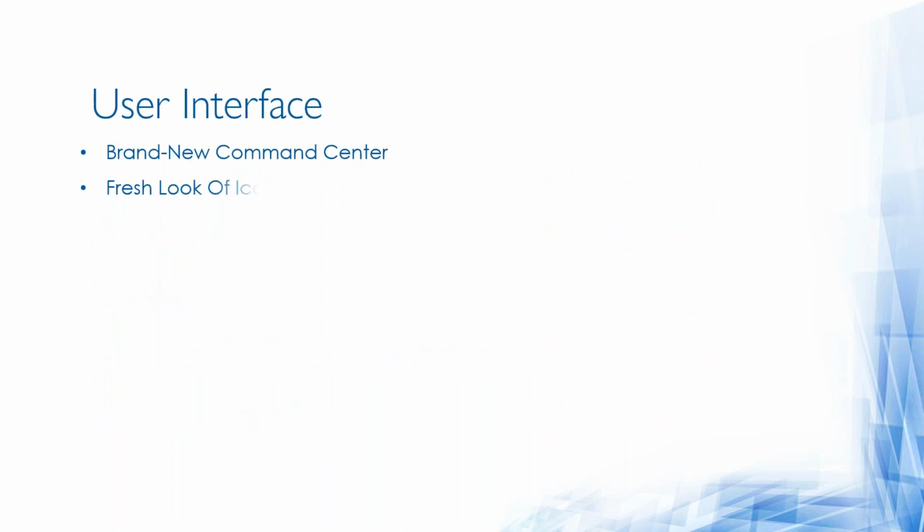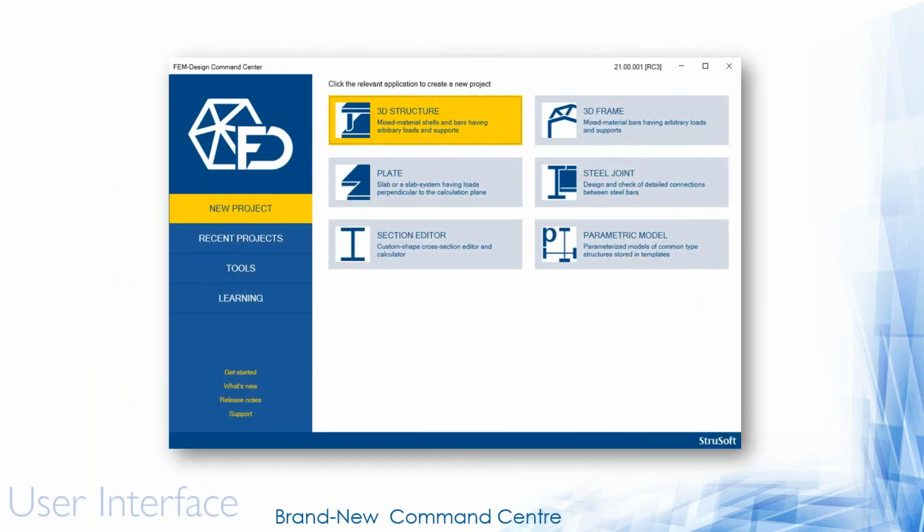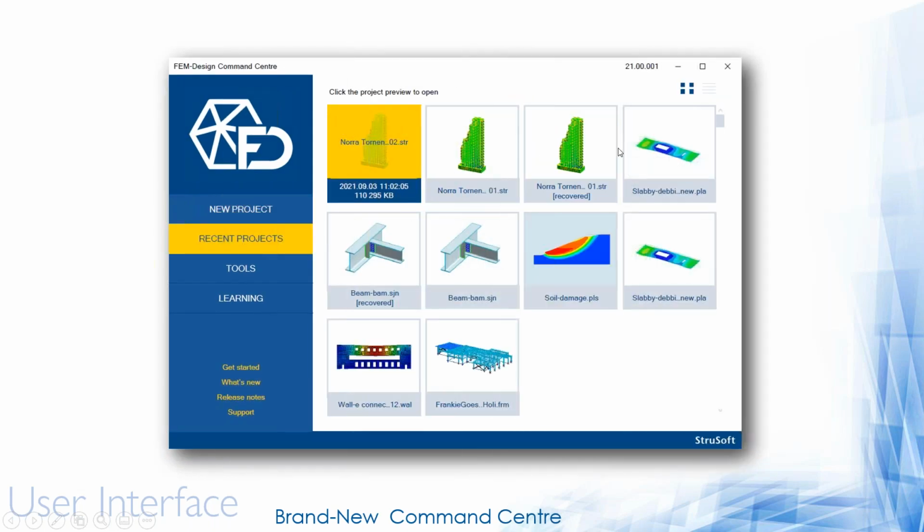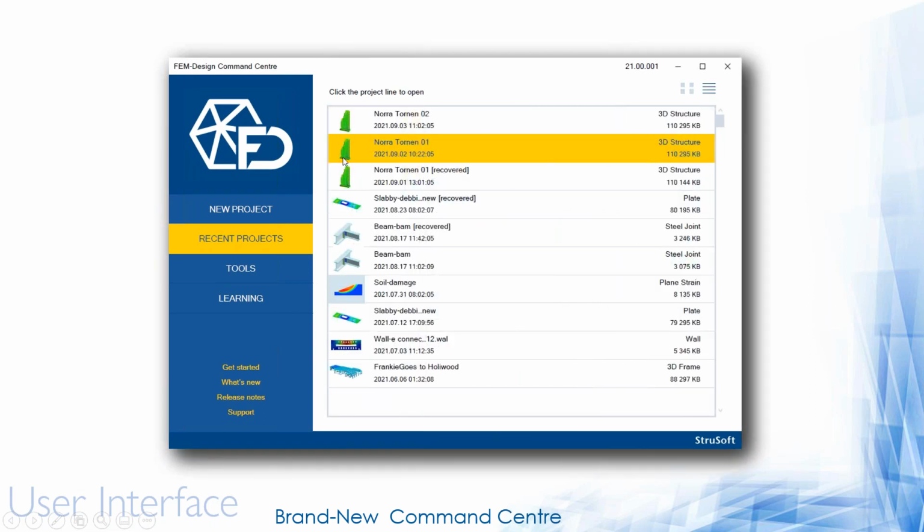In the user interface, we have 4 items. The first is the brand new command center, where you can see the project here. It actually looks very nice, and it's easy now to handle other parts as well. If you have a new project, you can start the modules from here. The next is the recent projects, which has 2 options: one is the thumbnail, and the other is the listing. It's easier; you can see the models and some more information about them.